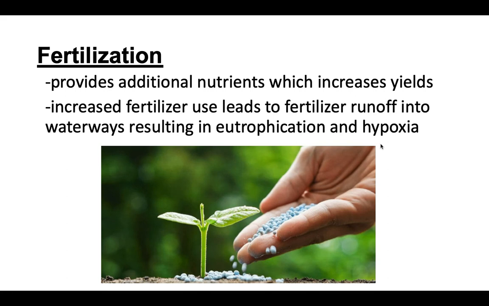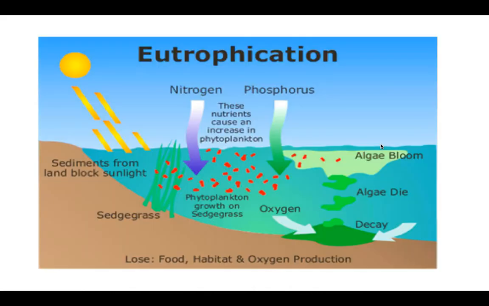So fertilization, another one of those big changes that happened during the Green Revolution. It provides additional nutrients, which obviously is going to increase yields. And also, on the negative side of things, using more fertilizer does lead to fertilizer runoff into waterways, resulting in eutrophication and hypoxia. So essentially that nitrogen from the fertilizer leaks into local waterways, and it can result in things like algal blooms. It can choke out local wildlife. It's not great. Oh, and here's the breakdown of that.